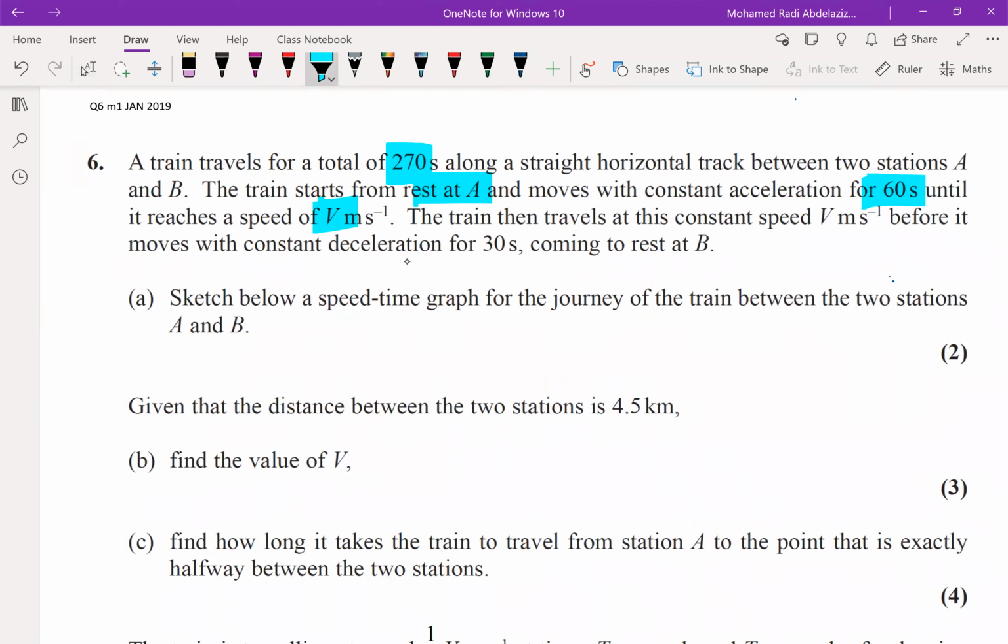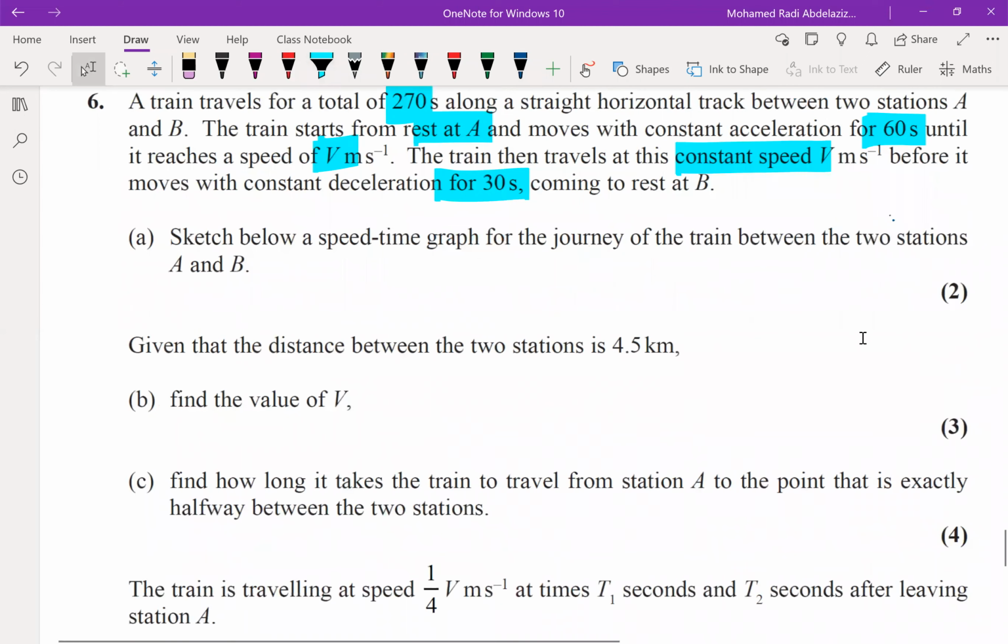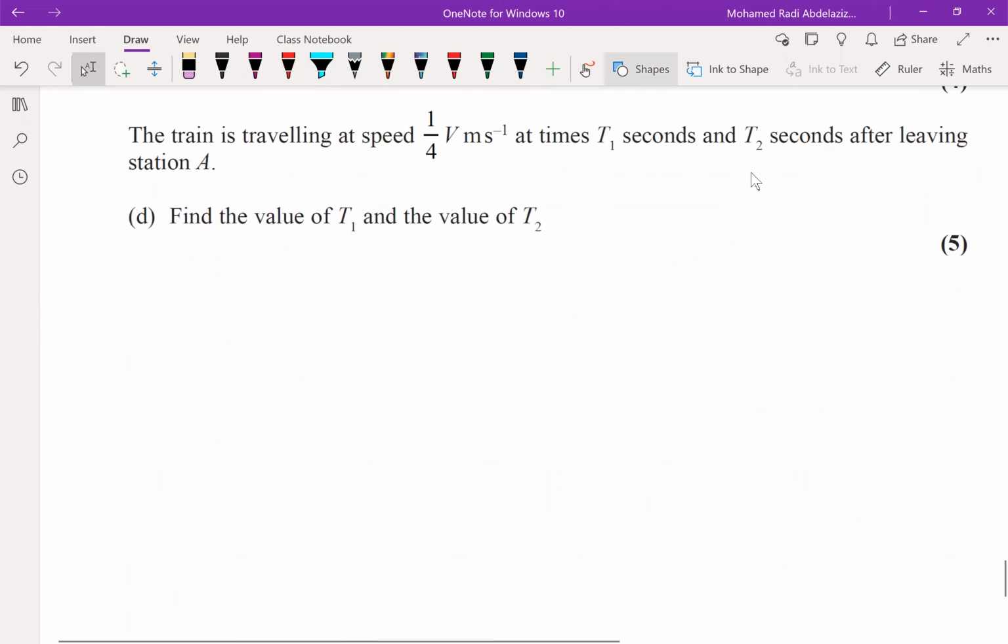The train then travels at constant speed before it moves with a constant deceleration for 30 seconds, coming to rest at station B. Sketch the speed-time graph for the journey of the train between the two stations A and B. This is a normal question: to sketch the velocity-time graph or speed-time graph for the train.